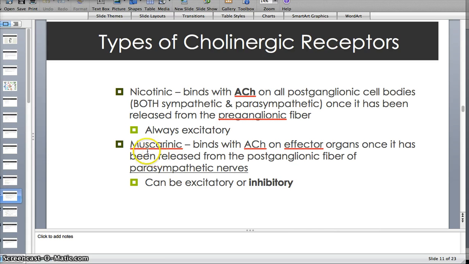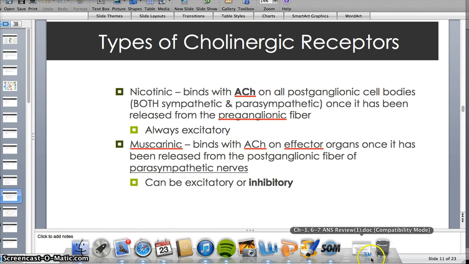Okay, and the muscarinic receptors bind with acetylcholine on effector organs once it's been released from the postganglionic fiber of the parasympathetic nerves. And we say that it can be excitatory or inhibitory. And as I said in the last video, this excitatory or inhibitory classification is really organ specific. So I thought I had a little table to illustrate that.